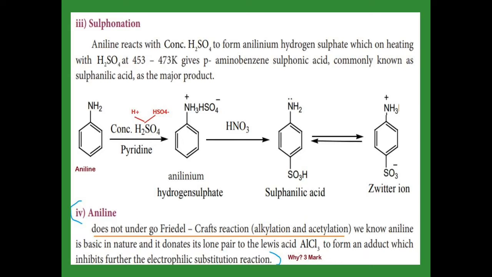Afterward, on heating, we get sulfanilic acid. The HSO3 goes to the para position, so we get sulfanilic acid. Then it is in equilibrium with the zwitterion. Zwitterion means NH3 plus and SO3 minus, positive and negative charges in the para positions, which is called a zwitterion. It is in equilibrium with sulfanilic acid.